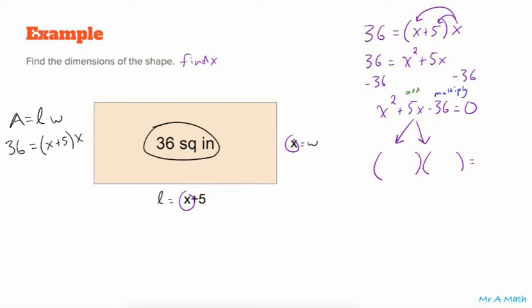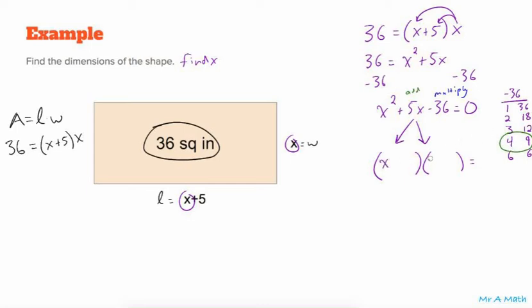Well, if I think about it, the two factors of 36, let's go through the list. I have 1 and 36. I have 2 and 18. I have 3 and 12. Let's see, are there any 4? Yeah, I have 4 and 9 multiply to get me 36, and then I have 6 and 6. So I can see here that there is one combination that could possibly add up to get me 5. And it has to be a negative 36, so one of these two numbers needs to be negative.